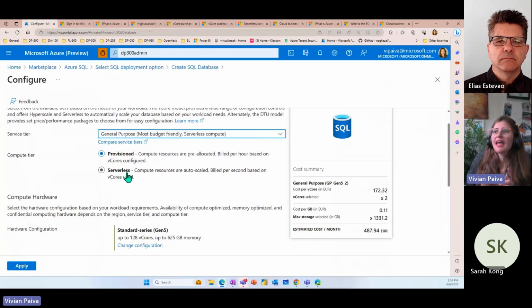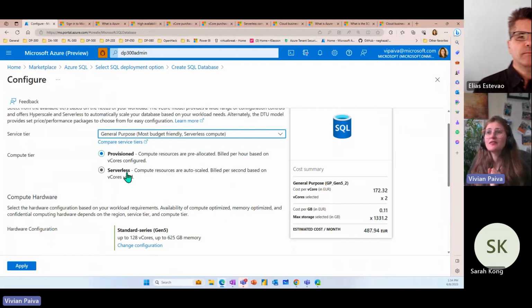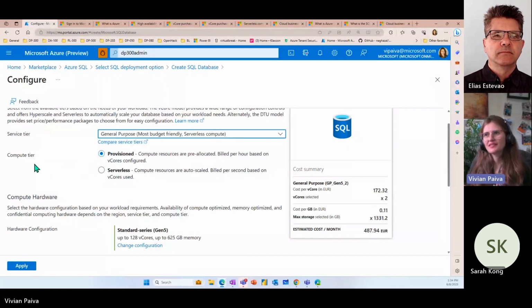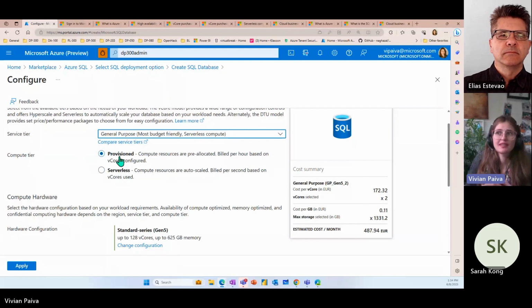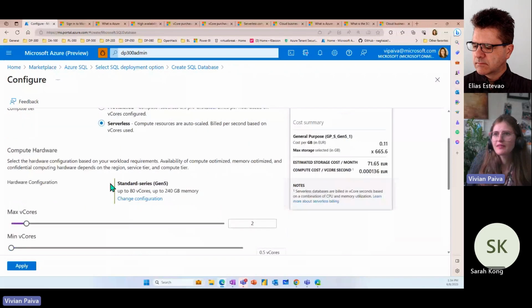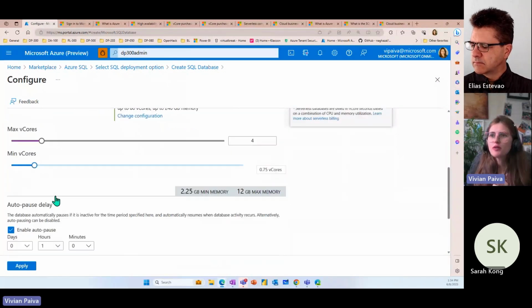But what I get is the possibility to select, let's say, two kinds of compute tiers. I can choose provisioned, that provides a specific amount of compute resource and is always there, or you have the option to choose serverless, which provides us the possibility to auto scale based on the configuration that I set up here, right? I can auto scale and I can auto pause.